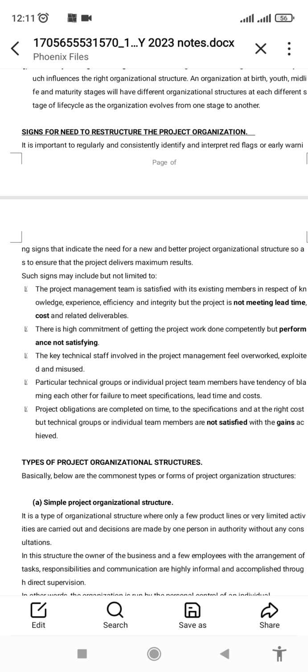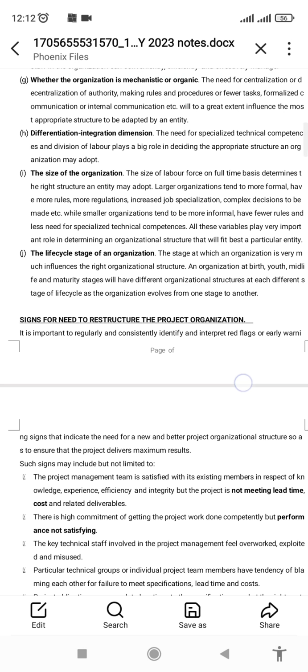The first one, of course, a project manager monitors the progress of a project. Then monitors deadlines of the project, and lastly ensures the project stays on track. So our next class will introduce types of project organizational structures.